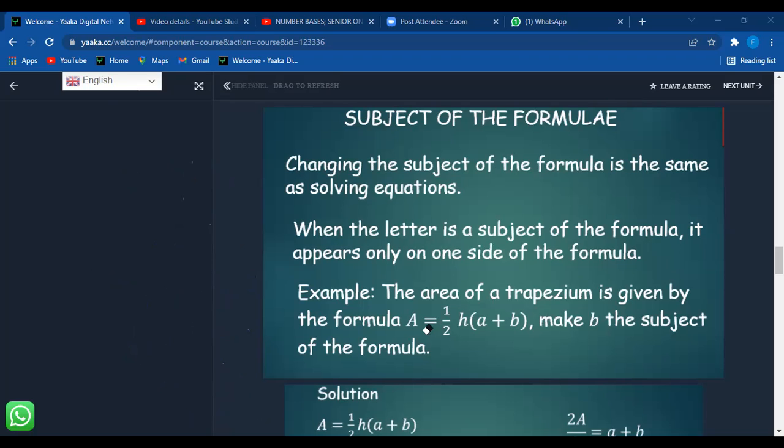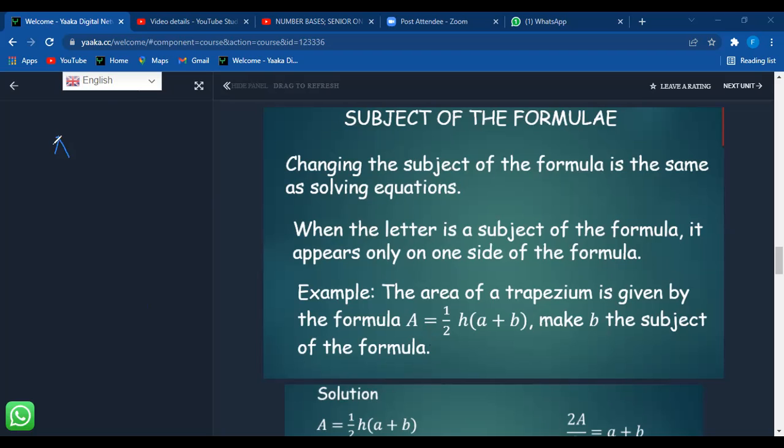So we are now going to our example 1. It's saying the area of the trapezium is given by the formula A is equal to a half h into a plus b. So we are requested to make b the subject of the formula. So what do you think we are going to do?